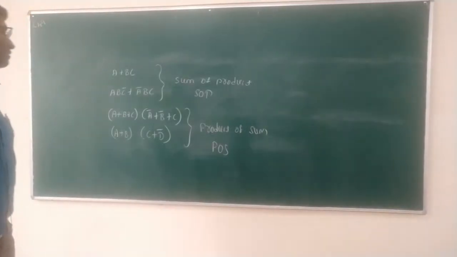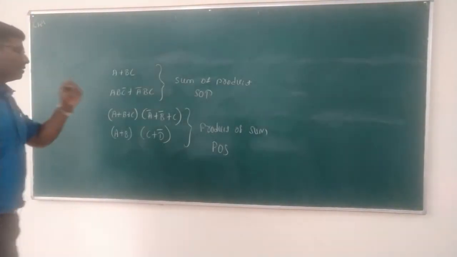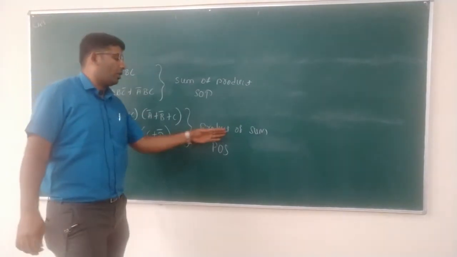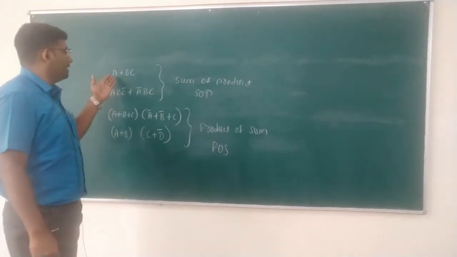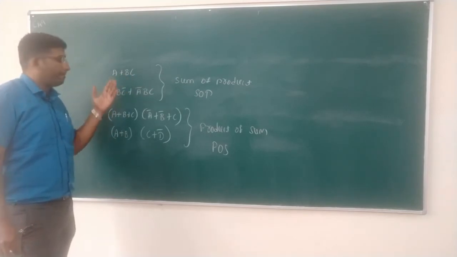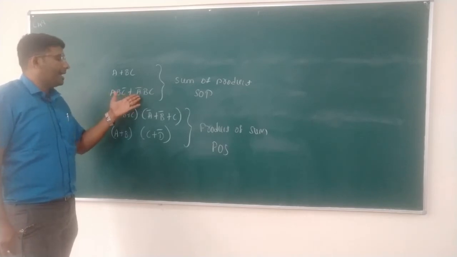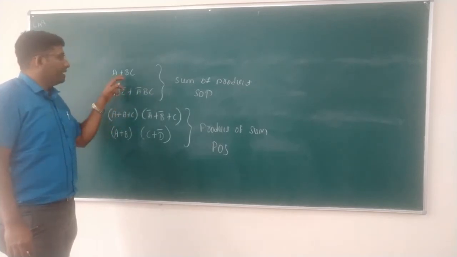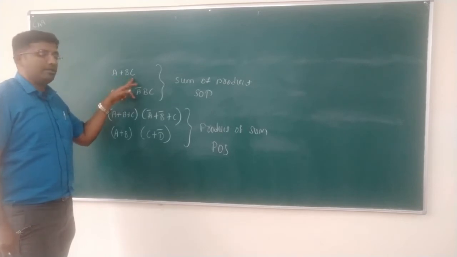Here I have written two examples for sum of products and two examples for product of sums. We have considered A plus BC, where products are summed. Here also I am considering A, B, C bar plus A bar, B, C. Here we will be having three variables.